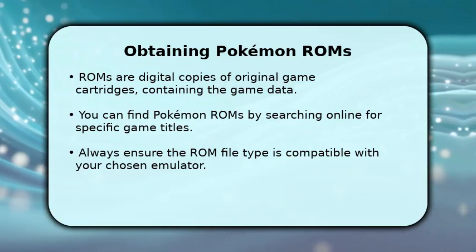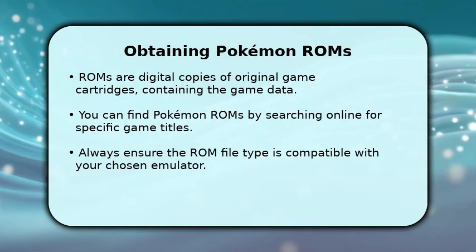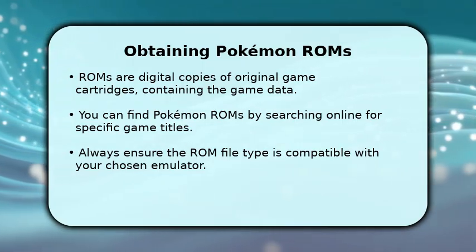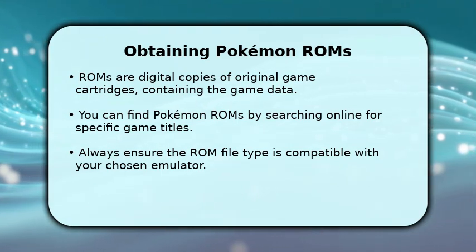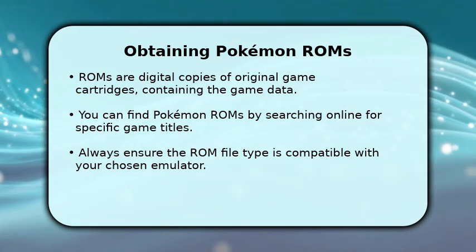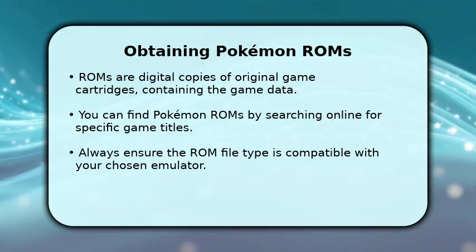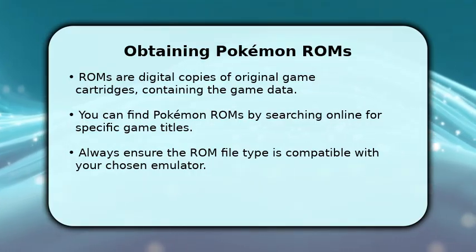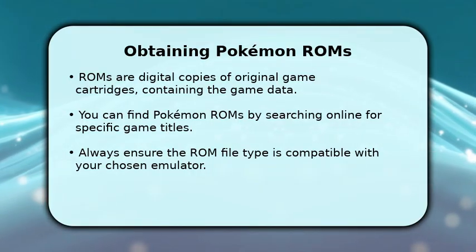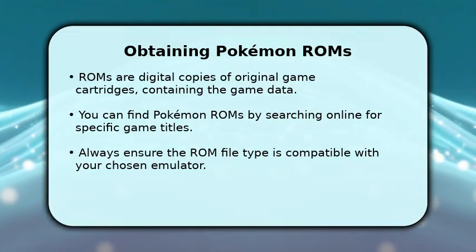These are digital copies of the original game cartridges. You can find Pokémon ROMs by searching online for your desired game title. It's crucial to ensure the ROM file type matches your emulator. For instance, a GBA file for Visual Boy Advance. Always exercise caution and use reputable sources to avoid any unwanted software, ensuring a safe and enjoyable experience.